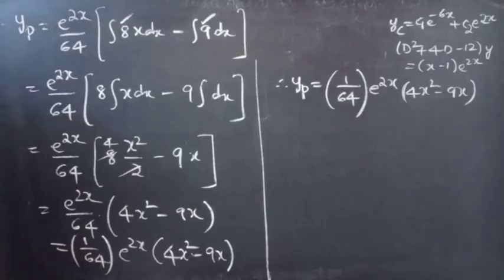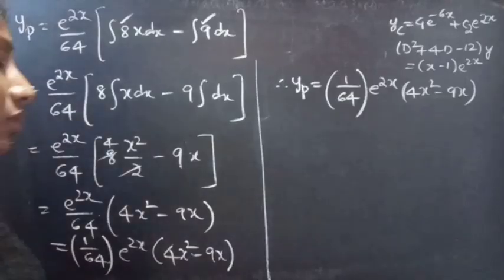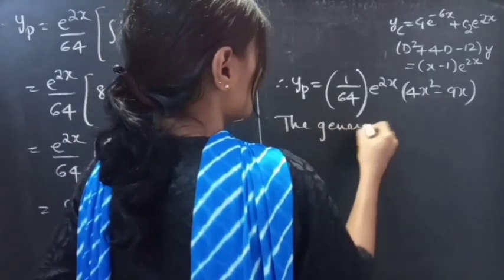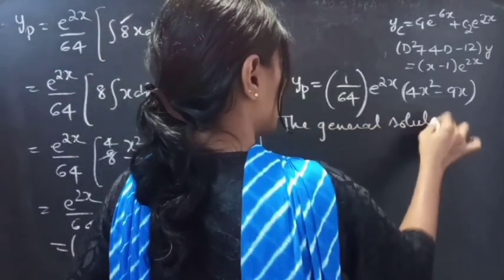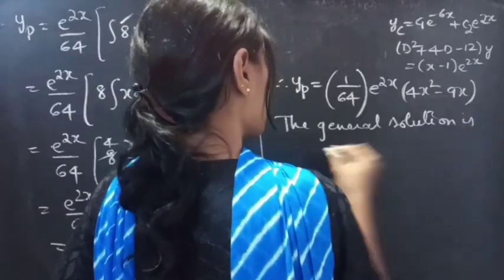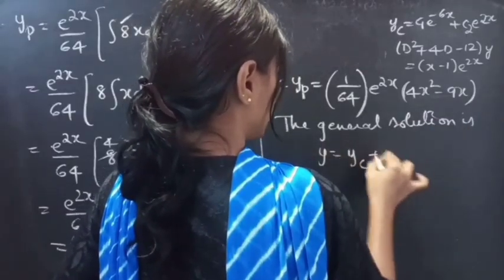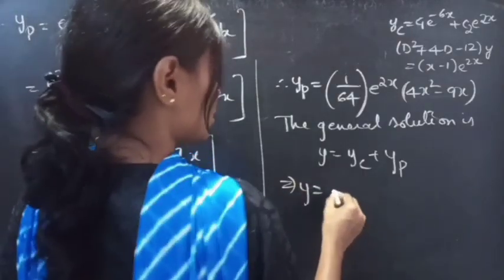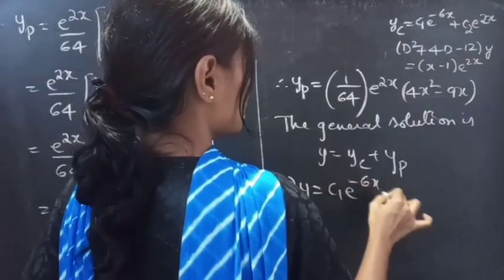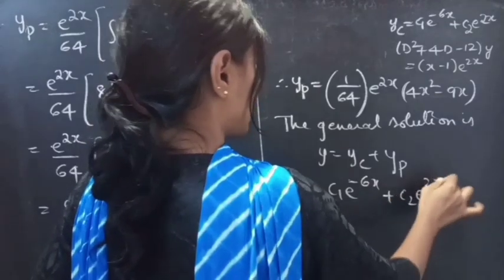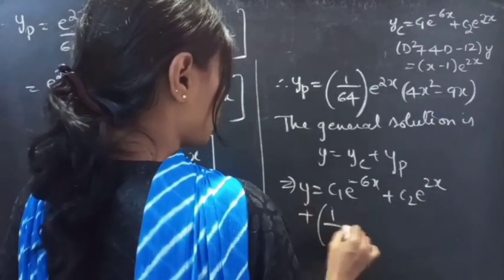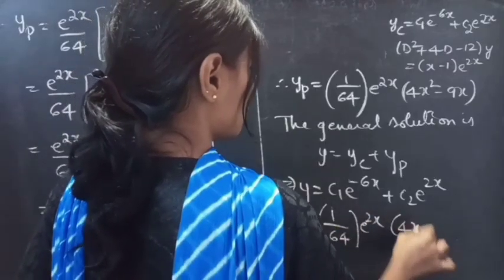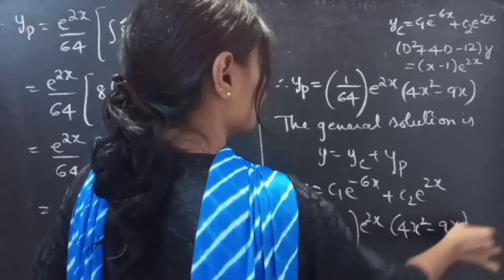We got yc and yp, so we can write the general solution now. The general solution is given by y equals yc plus yp. Then y equals yc, which is c1 e power minus 6x plus c2 e power 2x, plus yp, 1 by 64 into e power 2x into (4x square minus 9x).